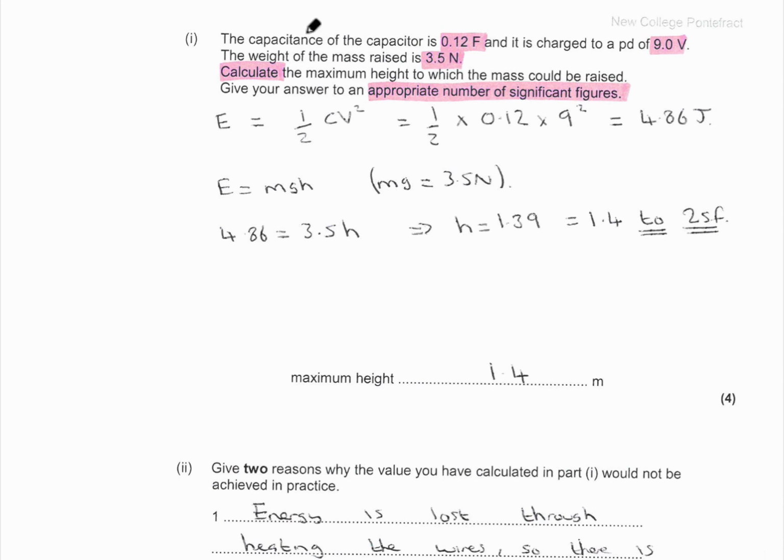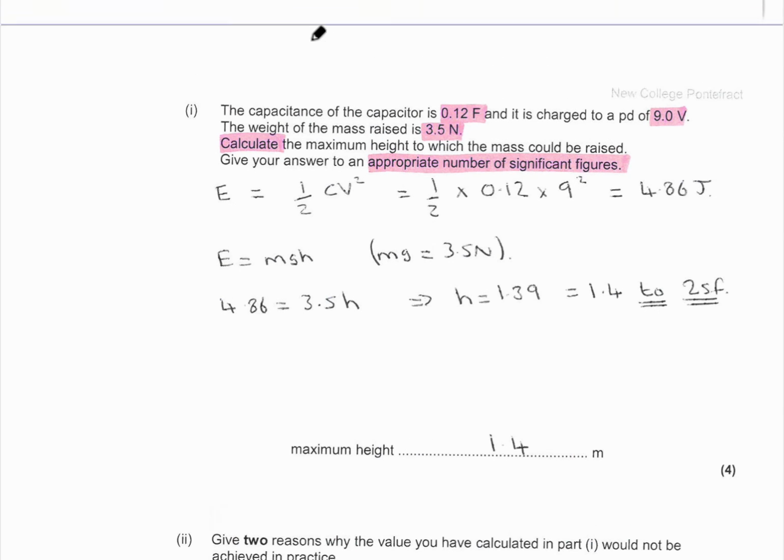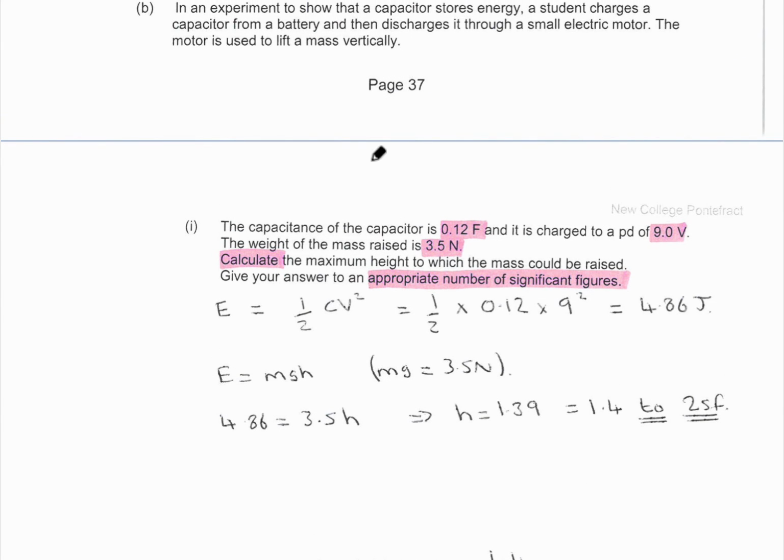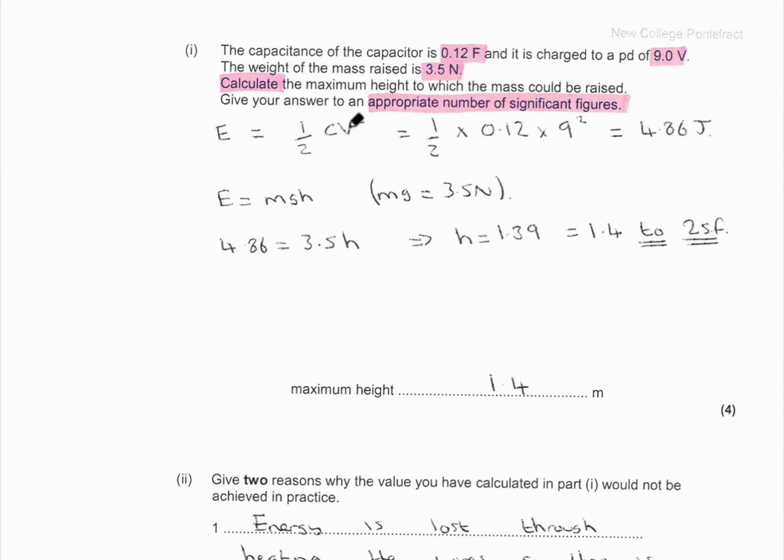So we know that this question is related to energy because it tells us that up here. That gives us a hint that we'll have to use an energy equation. If we can calculate the energy that's stored in the capacitor, that energy will be transferred to the mass, and so the mass is going to be raised up. So the energy that's stored in the capacitor in the end is going to become gravitational potential energy.